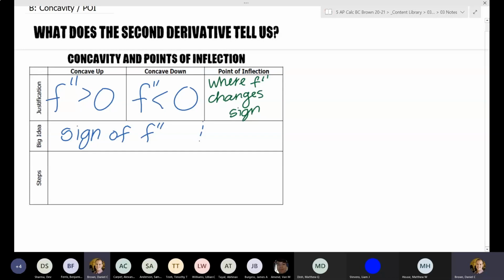A common mistake I often see is people want to say the point of inflection is where the second derivative is equal to 0. That's not necessarily the case. If you're looking to identify a point of inflection, you have to look at sign changes of the second derivative.